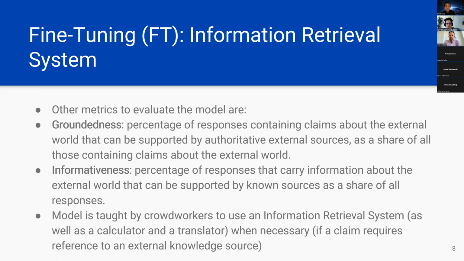Informativeness. It's the same kind of numerator: the percentage of responses that carry information about the external world, supported by known sources, divided by all the responses. Is it informative? And the model is also taught to take the initiative to do a Google search, right? To find information to confirm the information that it has.